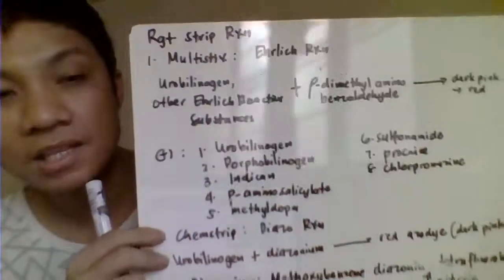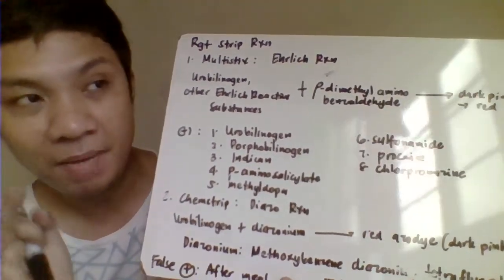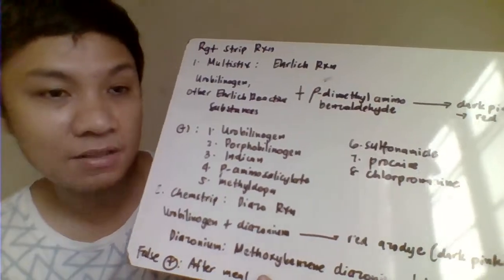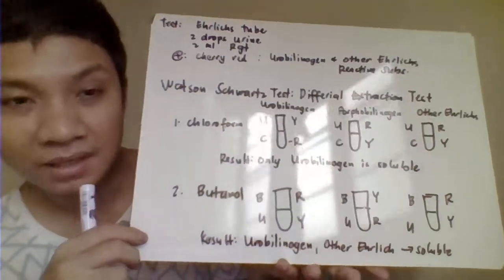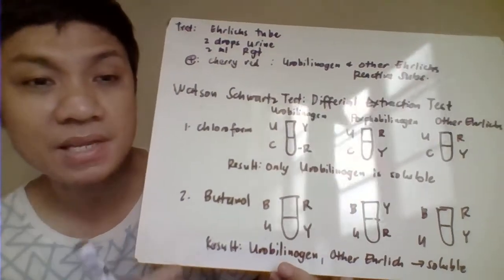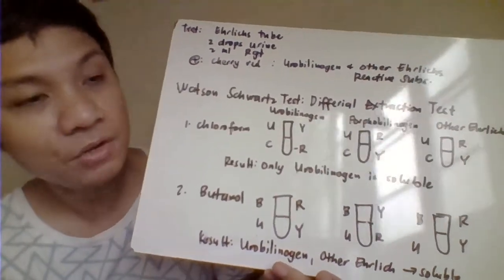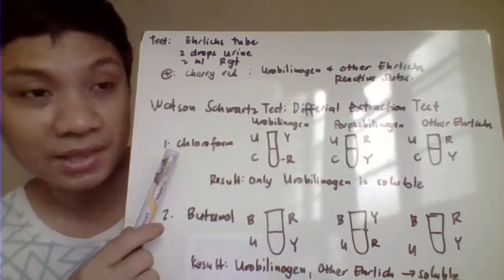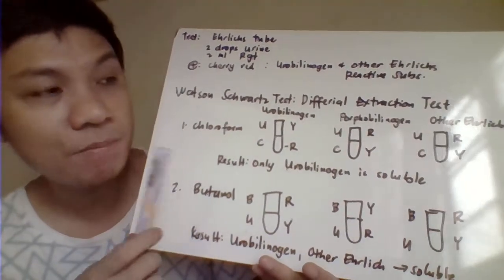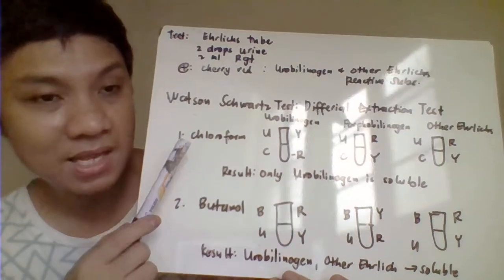What again are our Ehrlich's reactive substances? Urobilinogen, porphobilinogen, para-aminosalicylate, indican, methyl dopa, sulfonamide, chlorpromazine, and protein. They will all be positive. Then how would you know whether what is present is urobilinogen or those other Ehrlich's reactive substances? Then you need to proceed with the differential extraction tests or differential solubility tests. Let's call this test the Watson-Schwartz test.